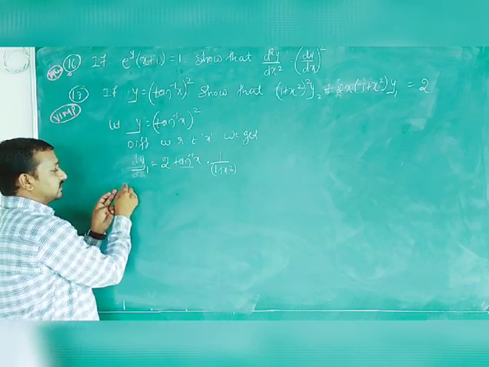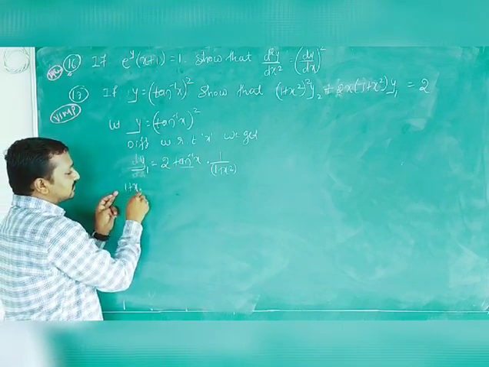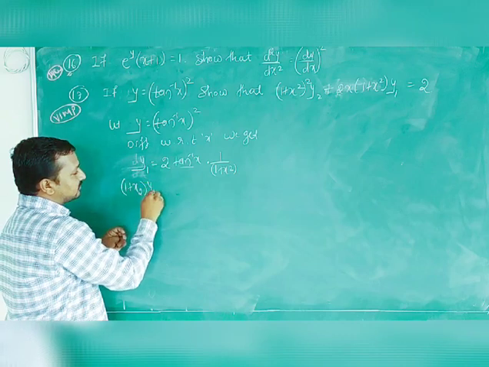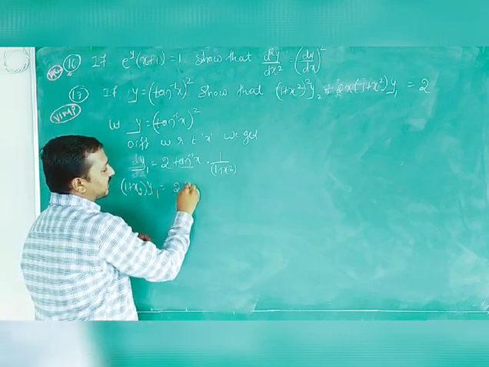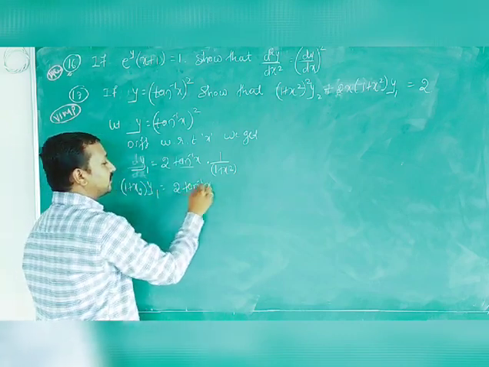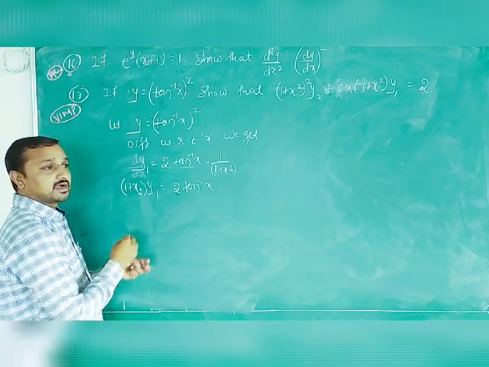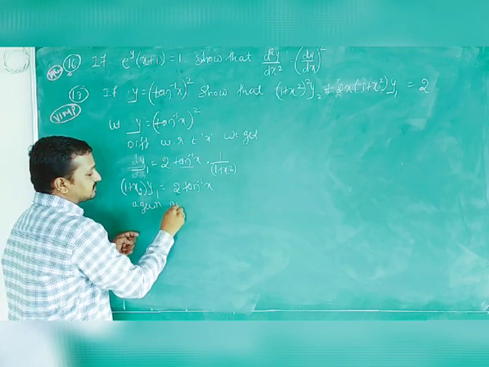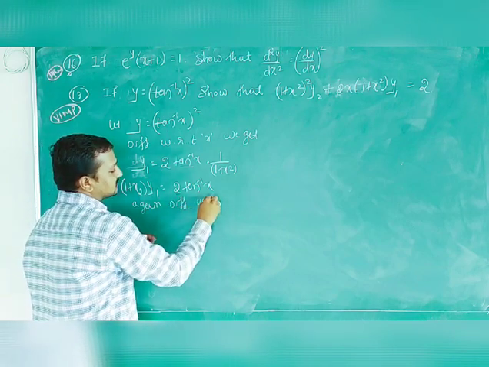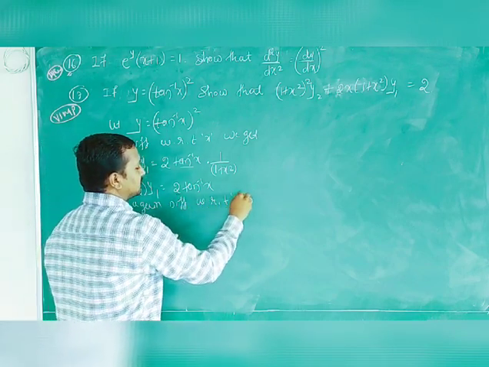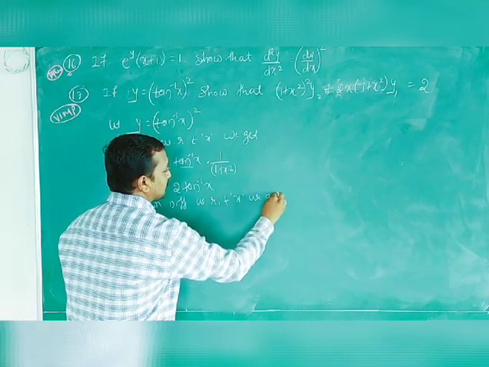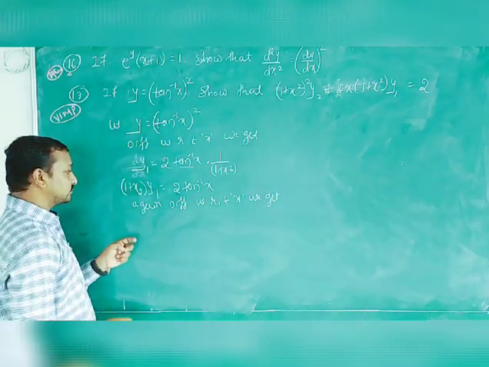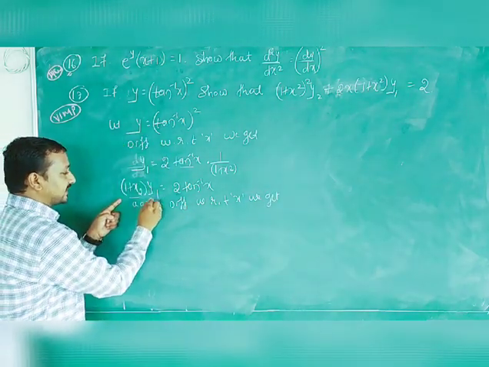We get (1 plus x square) into y1 is equal to 2 into tan inverse of x. Again differentiate this function with respect to x. We get, so first function and second function.